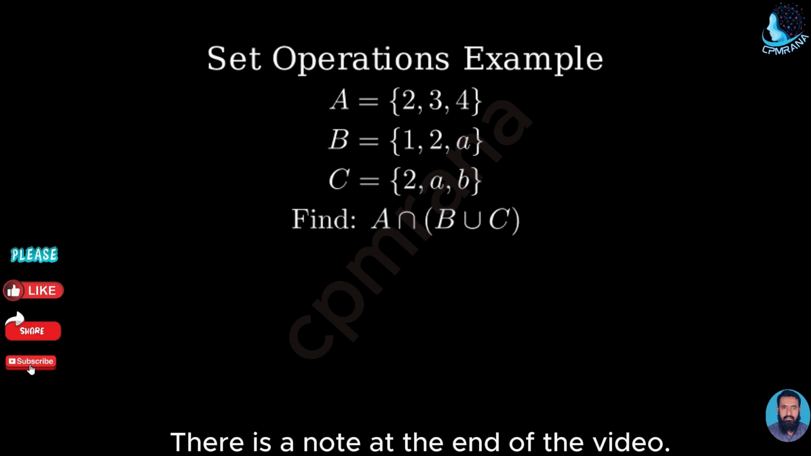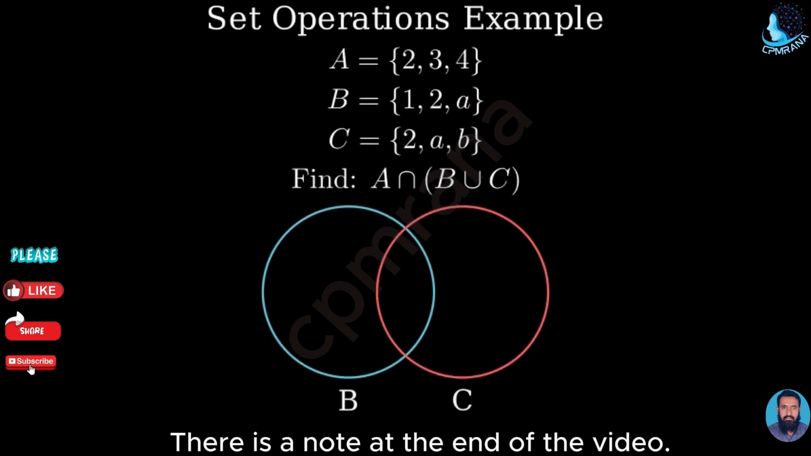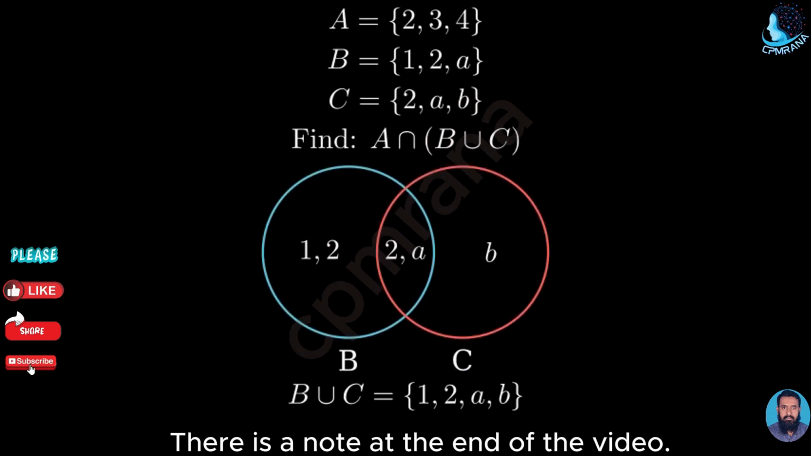Let's solve this step by step using Venn diagrams. First, let's find B union C. Here's a Venn diagram showing sets B and C. Let's fill in the elements. The union of B and C includes all elements that are in either B or C. So B union C equals the set containing 1, 2, A, and B.